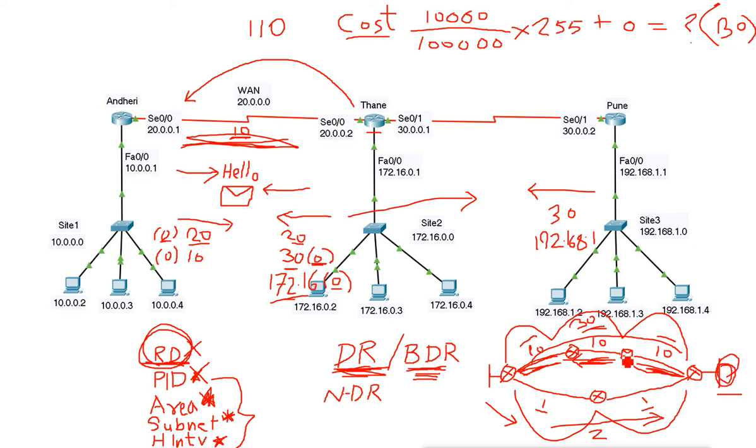Once they see all the costs, the routers will decide on the minimum cost path, and they will take that cost into the routing table. The other costs, which have more cost, they will not take. So it is like the minimum cost is the best path. The maximum cost is not the best path, and that is why it is called cost.